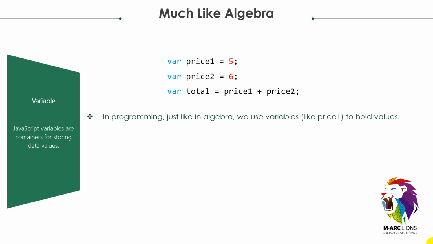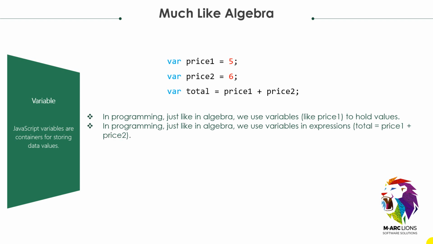You can see that in programming, just like in algebra, we use variables like price1 to hold values. In algebra we also use variables like x, y, z. In programming, just like in algebra, we use variables in expressions as well, like a plus b plus c. So in programming as well, we can use variables in expressions, as we are using in the third line of the code: var total = price1 + price2.